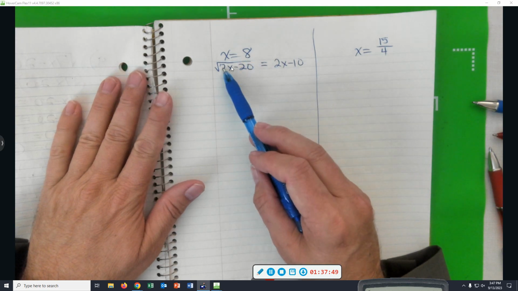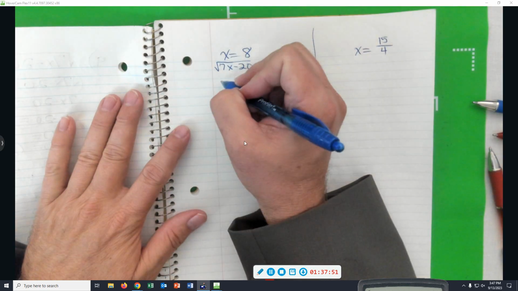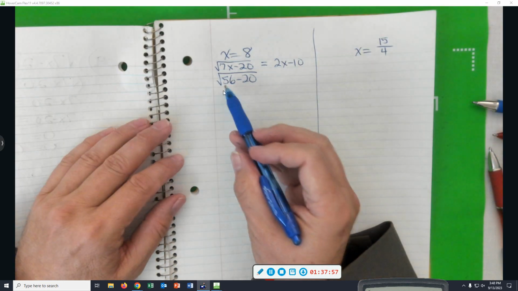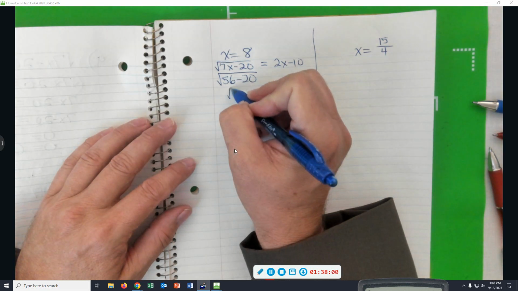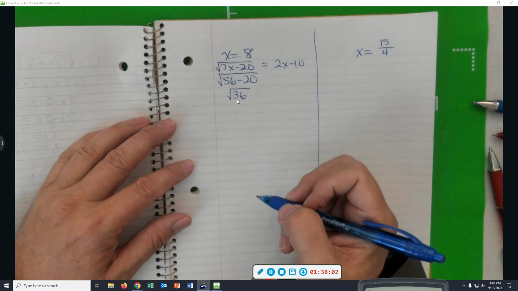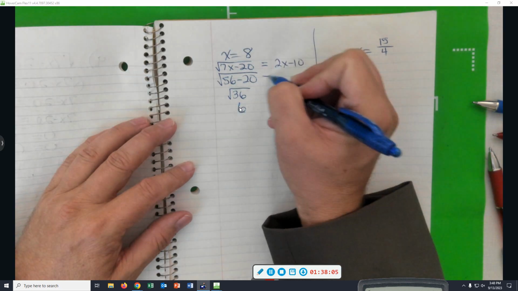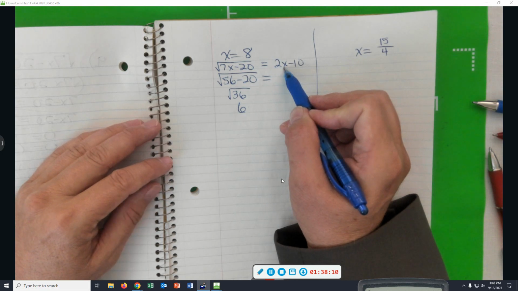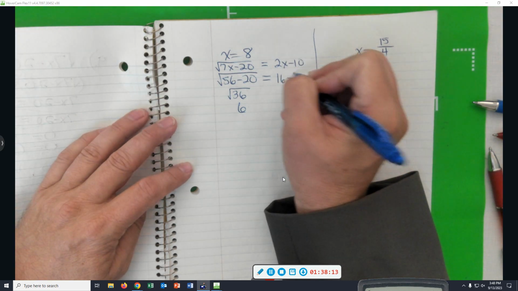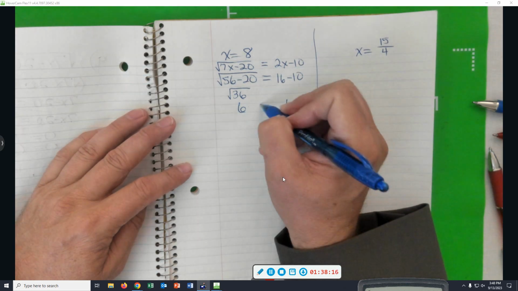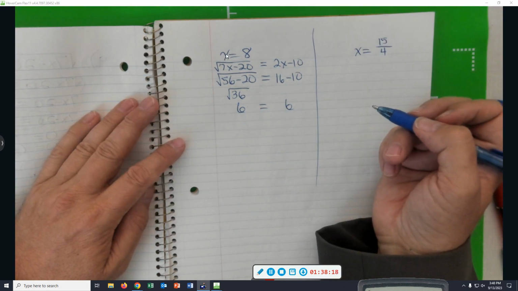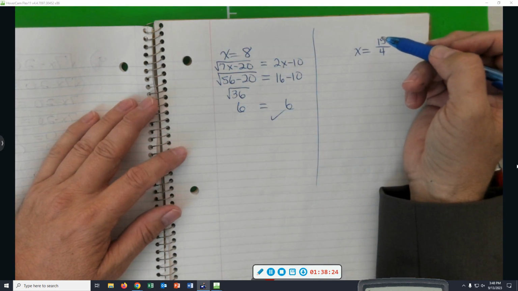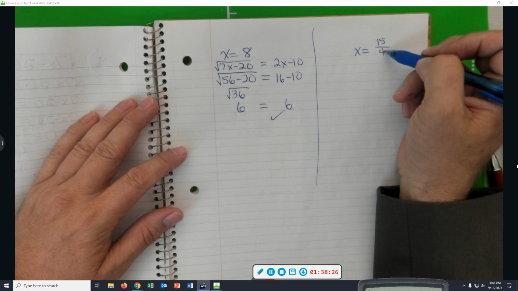Plug in 8. 7 times 8 is 56, minus 20. 56 minus 20 is the square root of 36, which is 6. Plug in the 8 there. 2 times 8 is 16 minus 10 is 6. Does 6 equal 6? Yes. Okay. Let's plug in the 15 fourths.